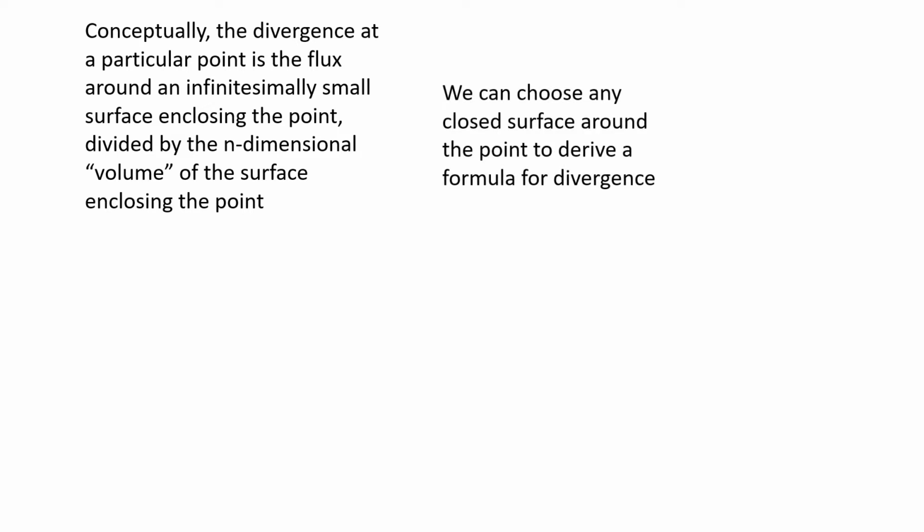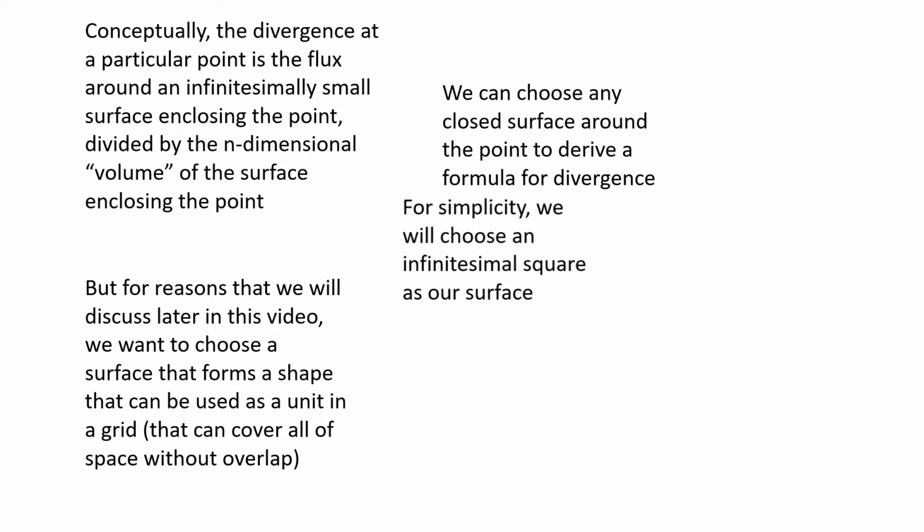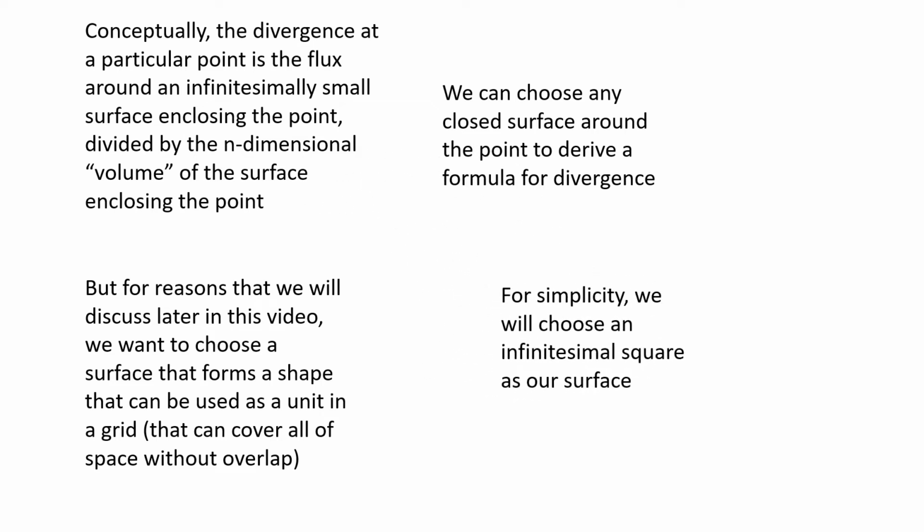We can choose any closed surface around the point to derive a formula for divergence. But for reasons that we will discuss later in this video, we want to choose a surface that forms a shape that can be used as a unit in a grid, which is something that can cover all of space without overlap. For simplicity, we would choose an infinitesimal square as our surface.